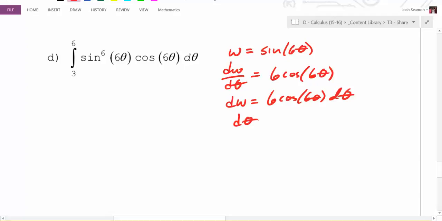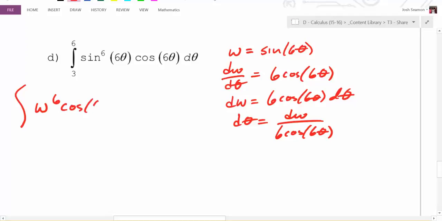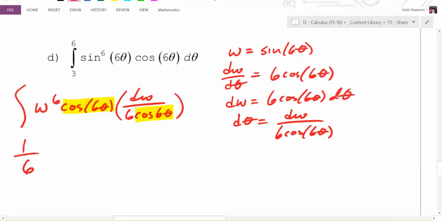So what does d theta equal? dw over 6 cosine 6 theta. We now substitute, and what do we end up with? Instead of sine, we have what? What do we make it? W to the 6th, cosine of 6 theta, times what? dw over 6 cosine 6 theta. What cancels? The cosine 6 theta. What can I factor out to the front? 1/6 actually, because it's in the bottom.